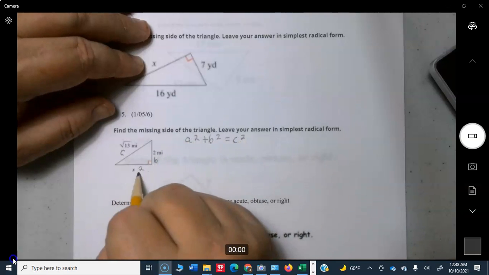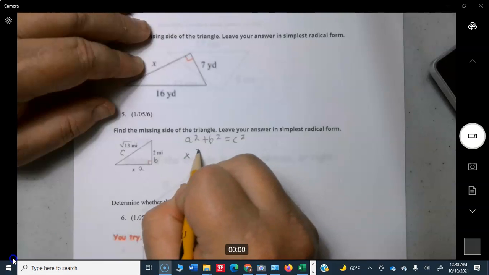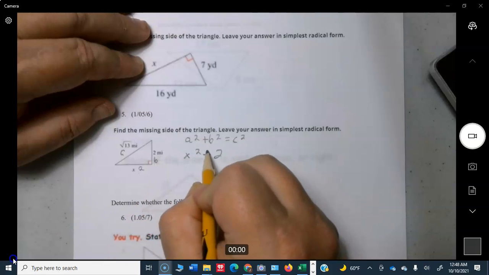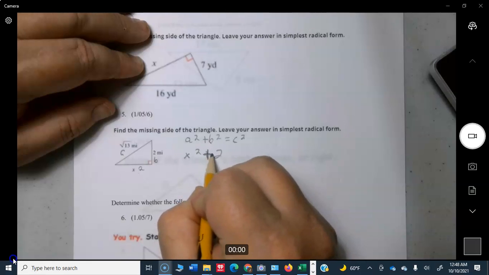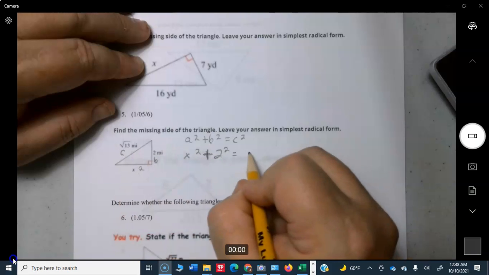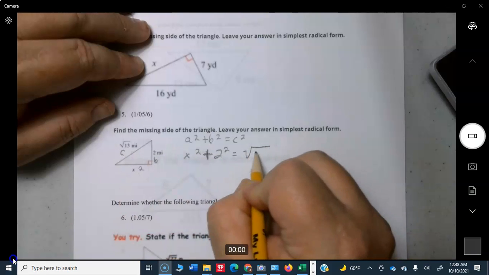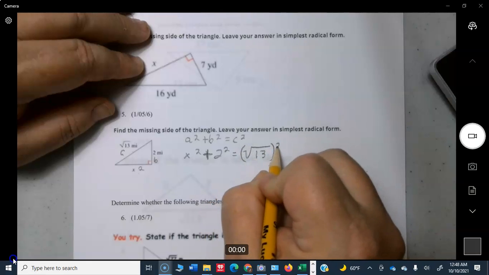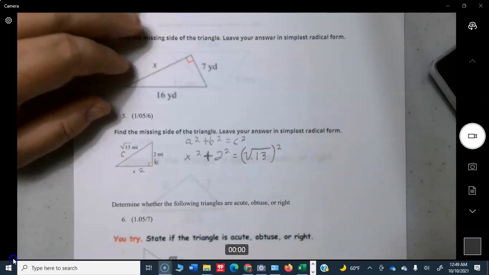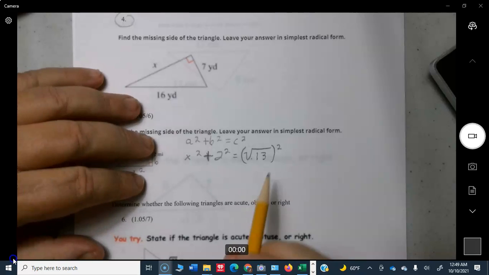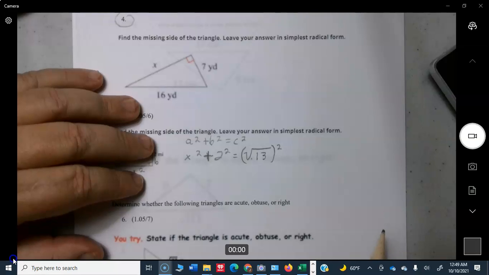Okay, so that's going to be A squared is x squared. B squared is 2 squared. It's a plus sign. And C squared is the square root of 13 squared. So remember what we said, a square root and a square inverse each other. They reverse each other. They basically cancel each other out. So all you end up on this side is 13.